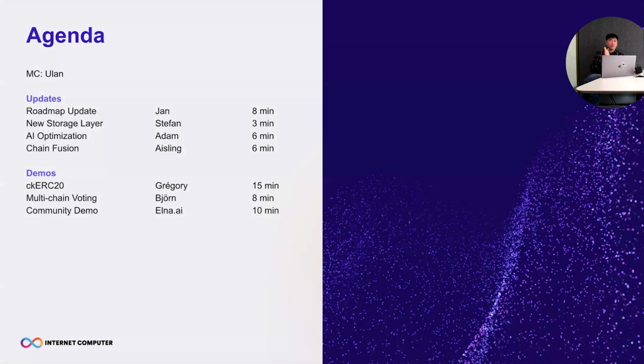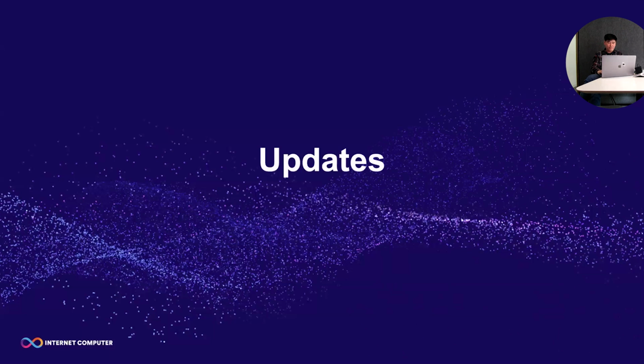In the agenda today, I guess the main theme will be around multi-chain and chain fusion. We have 3 presentations about it. We also have 2 presentations about AI and an update about the storage layer. We are going to start with the important announcement from Jan about the upcoming new roadmap. And Jan, I'm handing over to you.